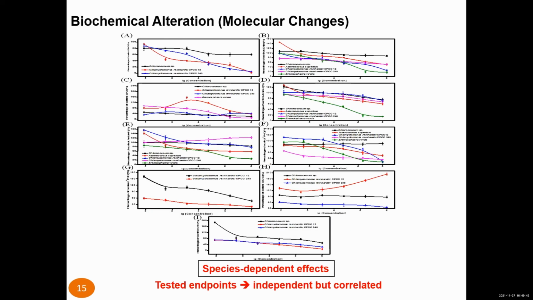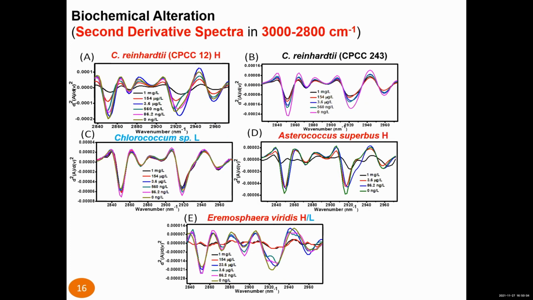And from synchrotron-based FTIR, we can see the molecular changes. Like we chose lipids, proteins, DNA, and carbohydrates. And different species have different responses in the molecular components. And in order to see some details, I use second derivative spectra, taking lipids and proteins as an example. 3000 to 2800 is the area that gives information about saturated lipids.